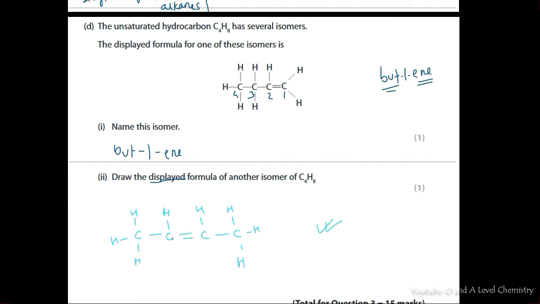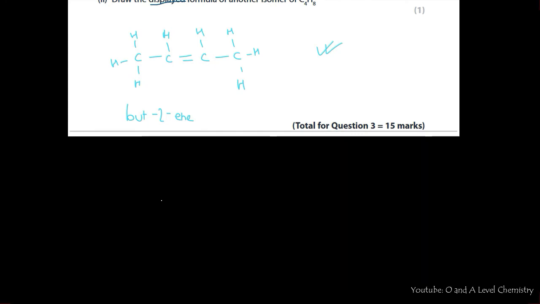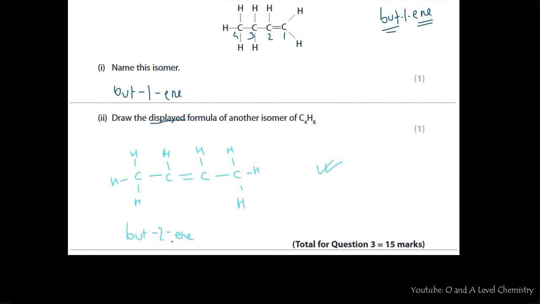What is the name of this? This is definitely, if I count from here 1, 2, the double bond is in the second carbon. This is good. If I count from here 1, 2, it doesn't matter where I count from. The name is but-2-ene. Right.